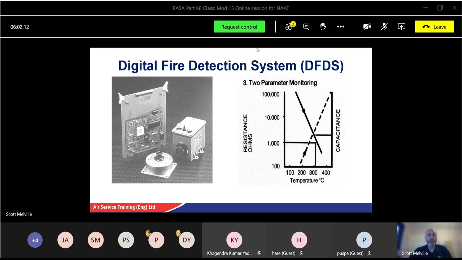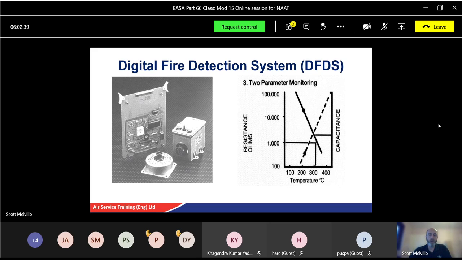It continuously monitors the resistance and capacitance of the firewire element, and the resistance of the conducting material within the tube will reduce, like we saw before, with an increase in temperature, just as in the resistive firewire. And likewise, capacitance will change like we saw. So it's a combination of resistance and capacitance, but now in a digital system.